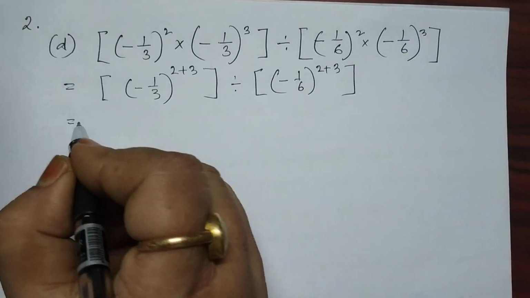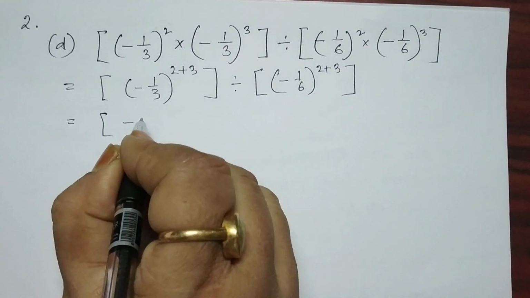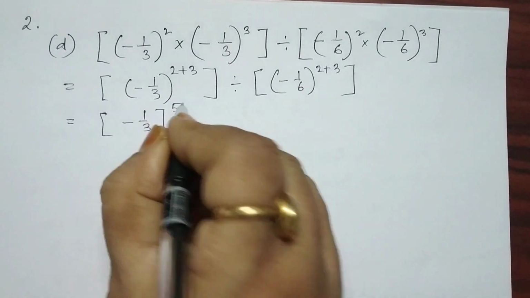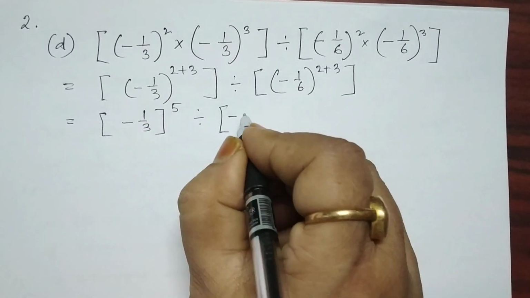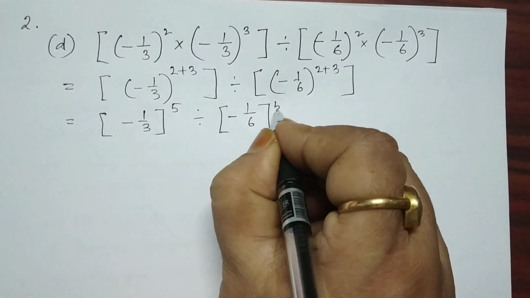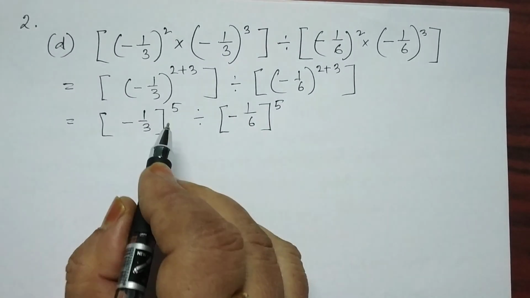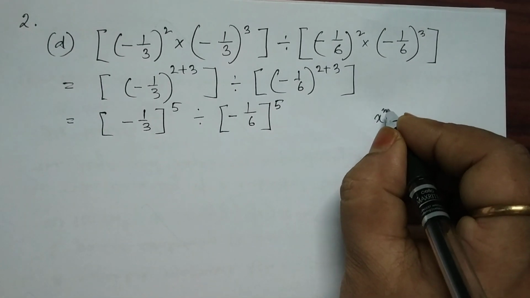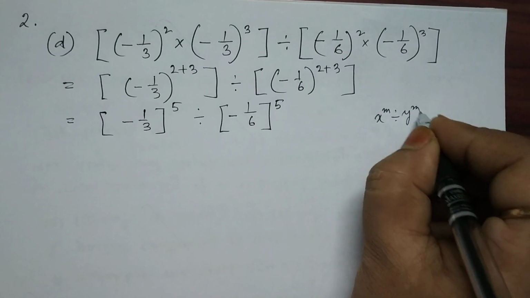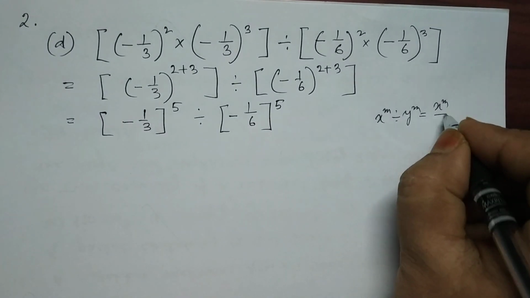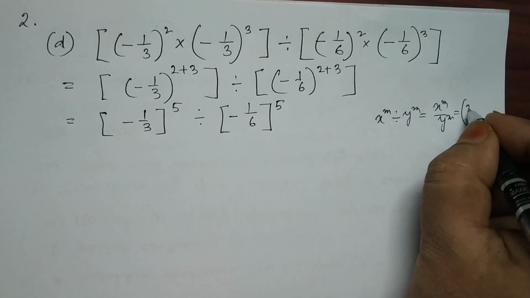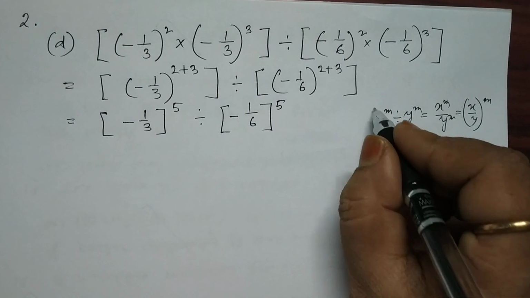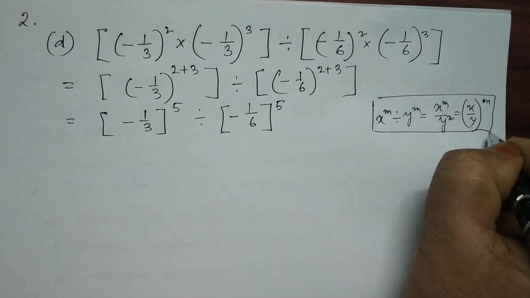Now (-1/3)^5 divided by (-1/6)^5. Here the bases are different but the powers are the same. That's why we can use this property: x^m divided by y^m means we can write (x/y)^m. This property we can use in this sum.